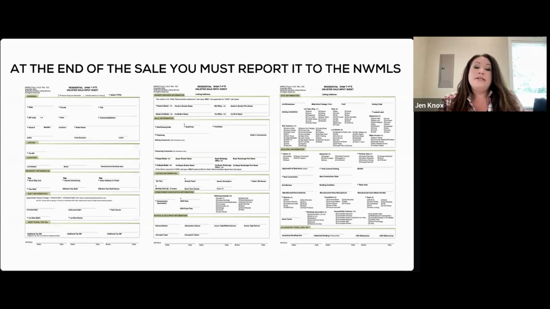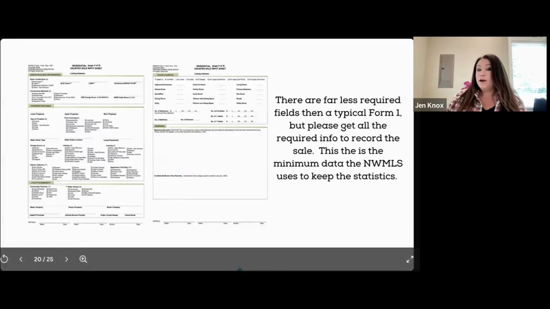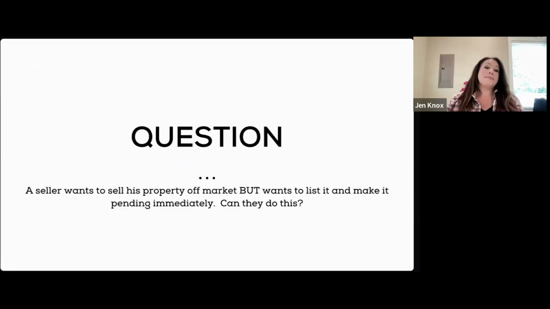It is a 5-page document, just like our listing agreement. There won't be marketing remarks because we are not marketing this property. There are far fewer required fields than a typical Form 1, which is the listing input sheet. But please, if you can, make sure that we get all the required data that we need so we can keep these statistics as accurate as possible in our Northwest MLS.